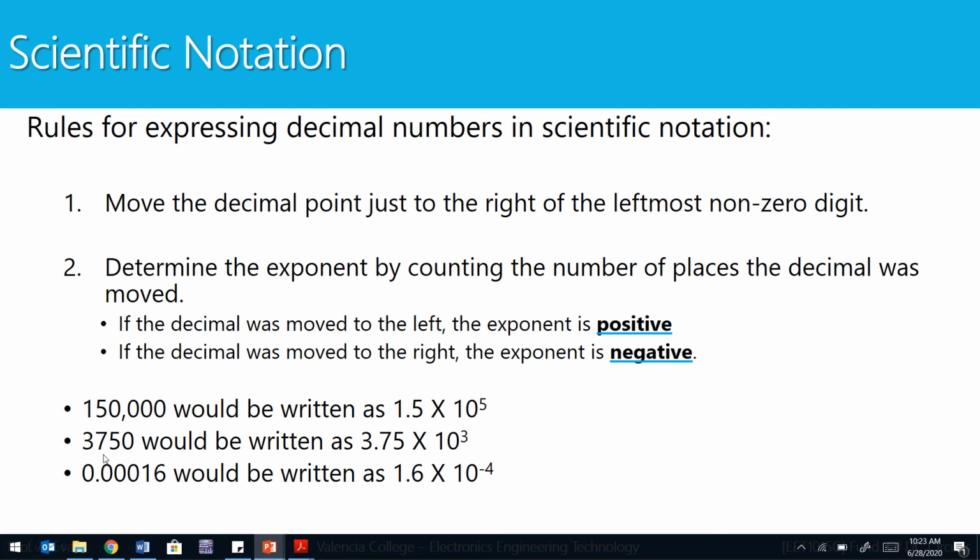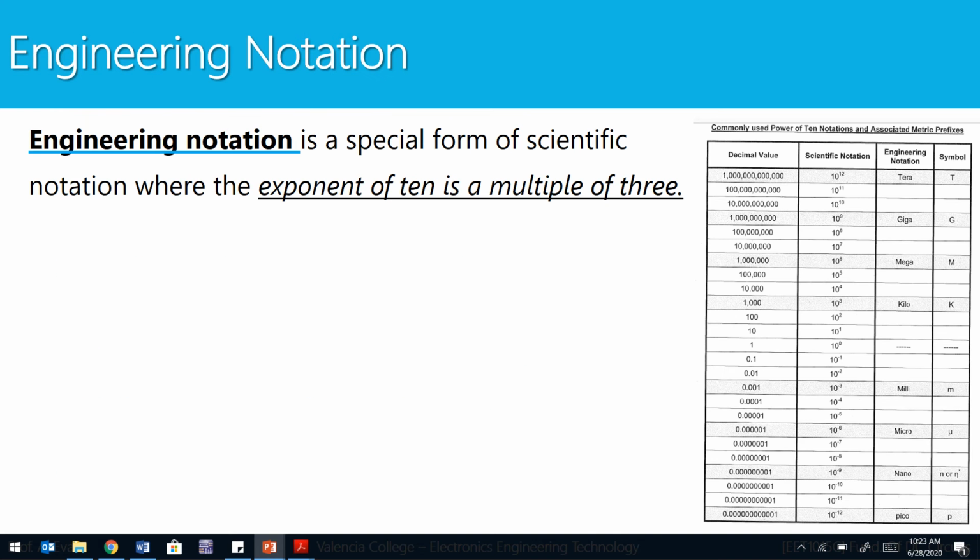Here's one where you have to move the decimal point to the right instead of the left, so that tells you that your exponent is going to be negative when you're done. We're going to take that decimal point and move it 1, 2, 3, 4 spaces so that it's just in between the 1 and the 6, and that gives us a value of 1.6 times 10 to the negative 4, since, again, we had to move the decimal point to the right. So that's a quick review of scientific notation.